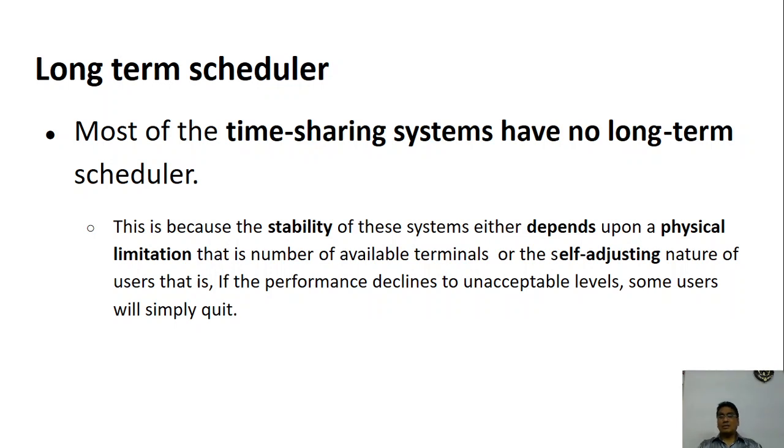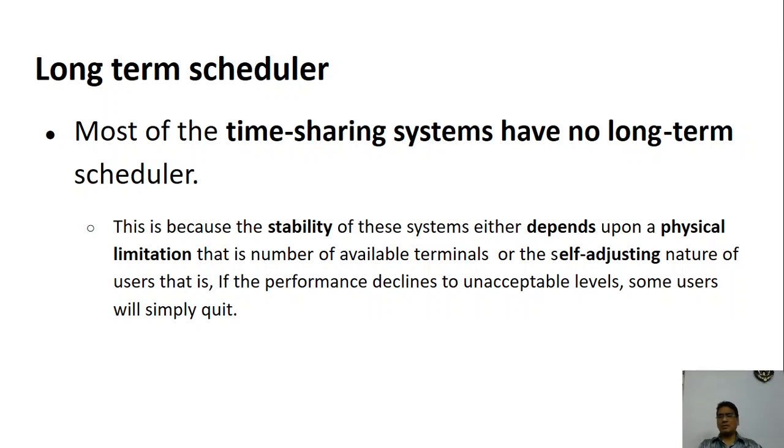Okay. In general, when we talk about time sharing machines, they generally don't have the long-term scheduler. The reason for that is there will be a limit on the time sharing system. How many processes will come into the memory will be decided by the capacity of the memory. If it is beyond that capacity, it cannot load it. Also, how many people are going to be using the system will be decided by how many terminals are connected to the particular system.